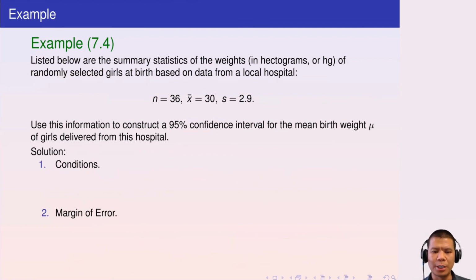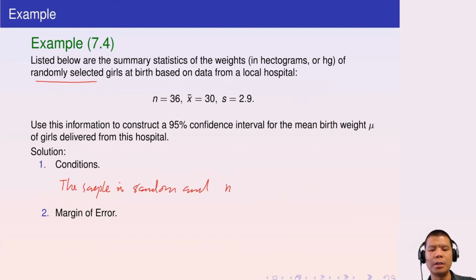Now let's consider another example. Listed below are the summary statistics of weights of randomly selected girls at birth, based on data from a local hospital. Use this information to construct a 95% confidence interval for the mean birth weight of girls delivered at this hospital. Here again, is the sample random? Yes, it is randomly selected. And n equals 36, which is of course greater than or equal to 30.